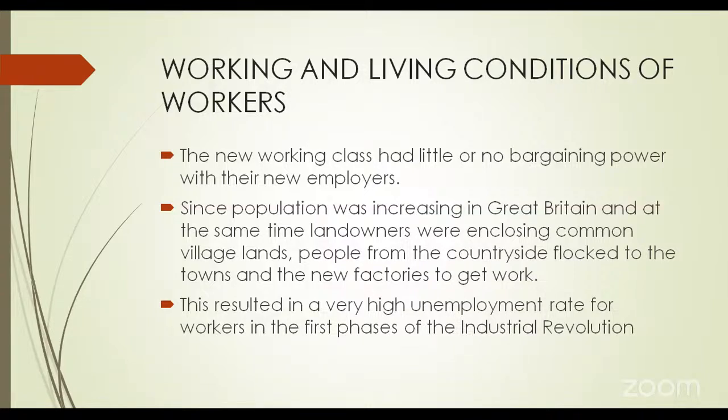In fact, the British government passed a law against organizing. At that time landowners were enclosing common village land. People from the countryside flocked to the towns and new factories. Now, this change of common land into private land was the start of capitalism. There was a very high unemployment rate for workers in the first phases of the Industrial Revolution, because agriculture and the countryside were collapsing, and not enough work was generated. And then simultaneously, there was slavery and indentured labor, which was much cheaper than what they had to pay otherwise.